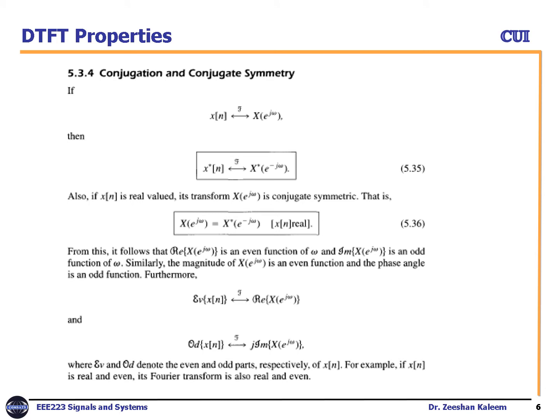The other property is the conjugate and conjugate symmetry. What does it mean? For example, x of n is your given signal, and whenever you take the Fourier transform, it is X(e^jω). It is general. So, in case of the conjugate of a signal, if you take x conjugate of n, the given signal is x of n, you take the conjugate, and whenever you take the Fourier transform of this conjugate signal, you will get X conjugate (e^-jω), right? Also, when x of n is real valued, so whenever the x of n you selected is a real valued signal, what will happen?